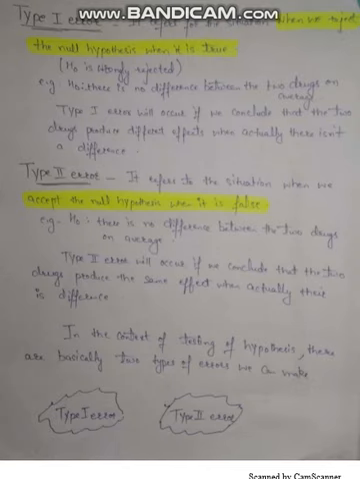And type 2 error refers to the situation when accepting the null hypothesis when it is false. So in case of type 2 error, what we are doing? We are assuming that A is equal to B when actually A is not equal to B. So for example, there is a difference between the two drugs on average.